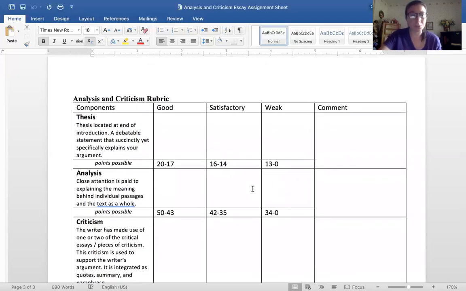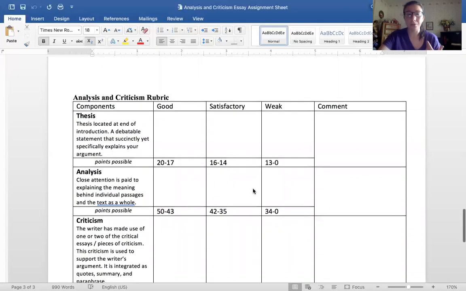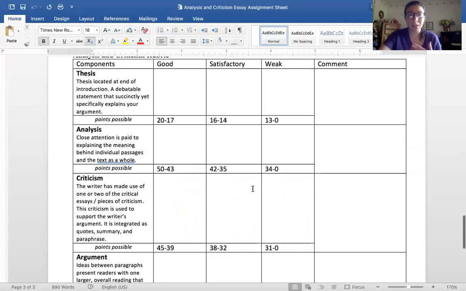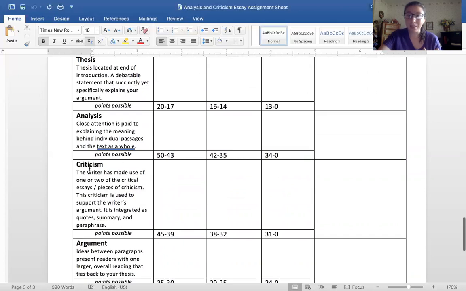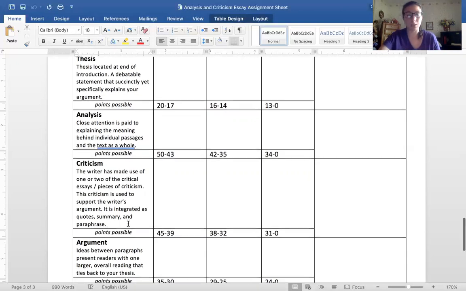So much like the first one, it's going to look at your thesis, your analysis, but differently, it's also going to take a look at how you're using the criticism that we read in your essay. So what I'm looking for here is that you have made use of 1 or 2 of the critical essays or pieces of criticism. This criticism is used to support the writer's argument. It is integrated as quotes, summary, and paraphrase. And I'm going to go over all of that with you guys, so no worries.